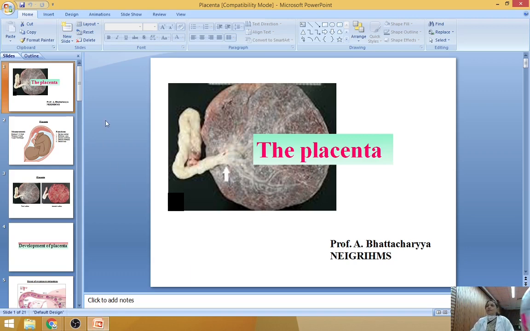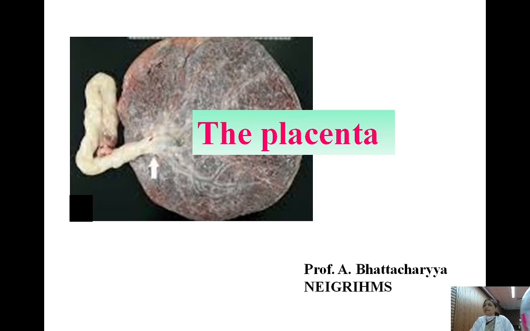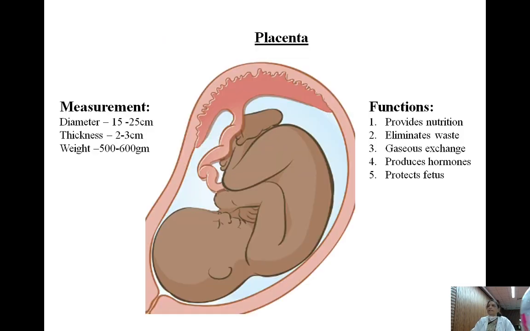Okay, so today I will take the class of placenta. Now the placenta, you know that it is present. It is a transitory organ and it is connecting the developing fetus to the uterine wall, isn't it? So it is a temporary organ which connects the developing fetus by the umbilical cord to the uterine wall.